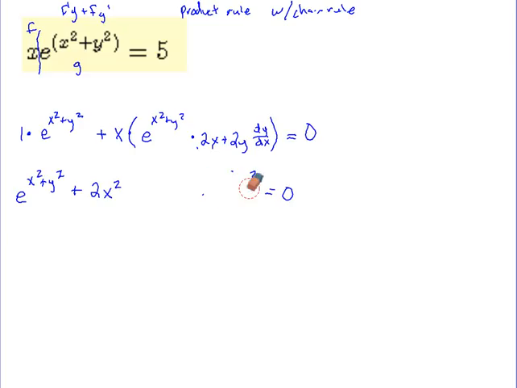Basically what I was missing was, so this went to this, so I had an e to the x squared plus y squared, and then I had a 2xy x dy dx e to the x squared plus y squared equals 0. So notice they all have an x, and they all have an e to the x squared plus y squared. So because they all have one, I could factor it out.